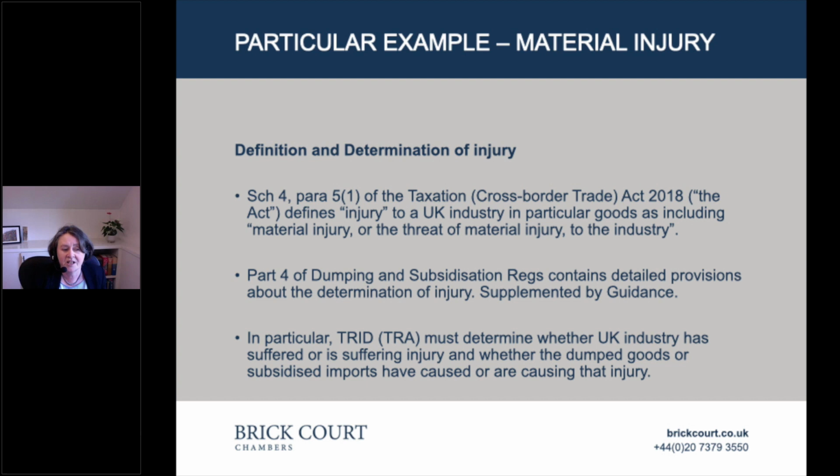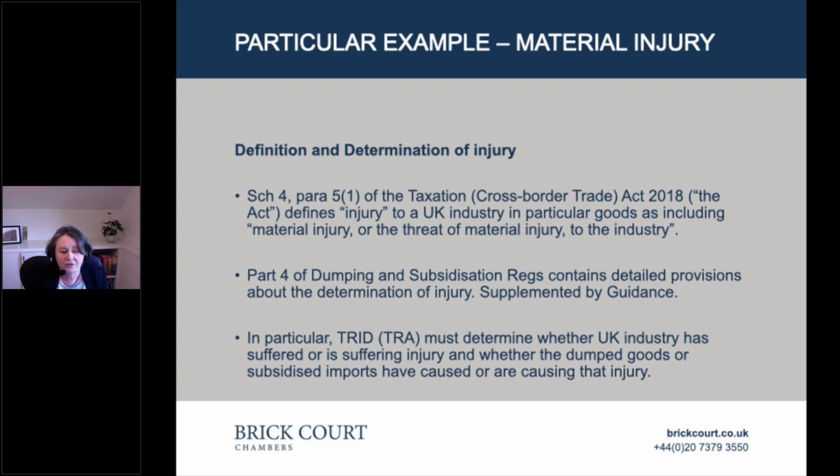So here on this slide, I've set out various provisions dealing with material injury, some of which are very briefly referred to. Unsurprisingly, given the nature of the TRID's task in deciding on remedies, legislation looks at past, ongoing and prospective injury. It defines, in the Schedule to the 2018 Act, Part 4, Regulations 27 to 35, various matters which the TRID must decide and factors that they must take into account. Often the factors are listed in a non-exhaustive way.